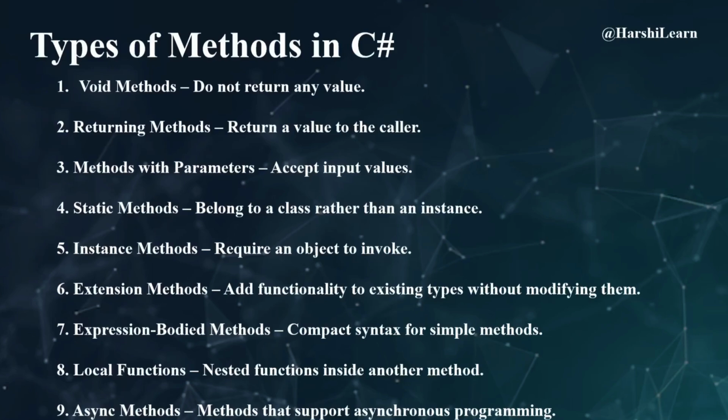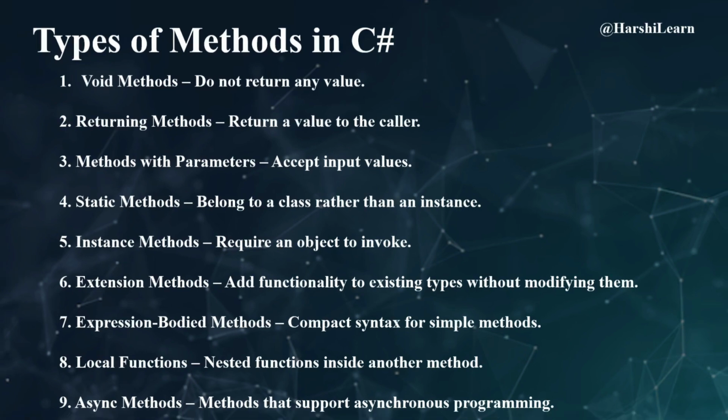Okay, let's understand the different types of methods in C Sharp. Not all methods are the same. C Sharp offers different types of methods, and each method is designed for a specific purpose. So let's explore them. Here you can see the different types of methods. The first one is void methods. They simply execute a task but don't return any value. So it's perfect when you just need an action to happen.